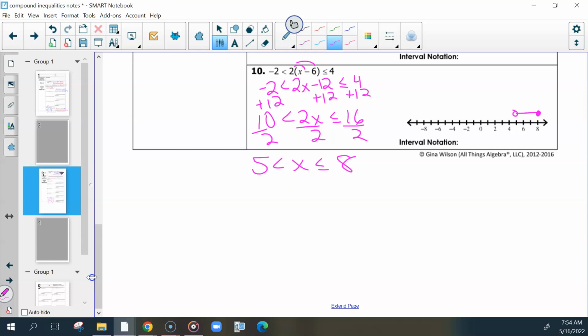How would we write this interval notation? Parentheses. Brackets. Mm-hmm. Do we have any questions on that one? Are there any others on this page that you want to see or go over?